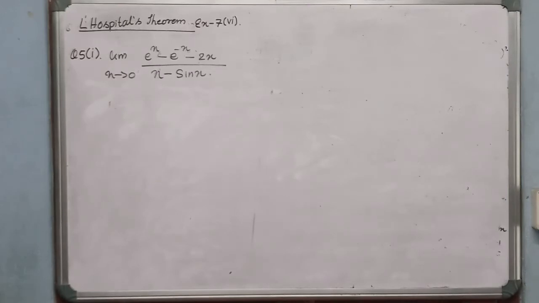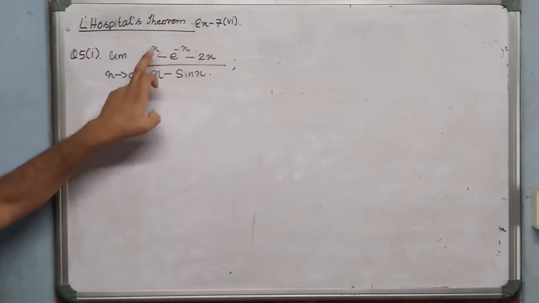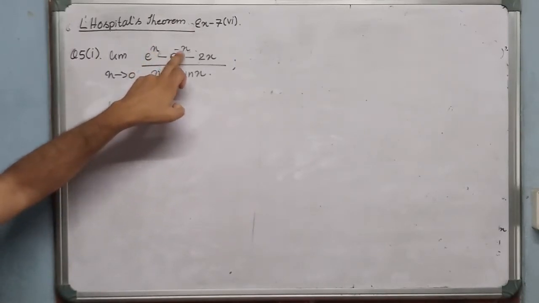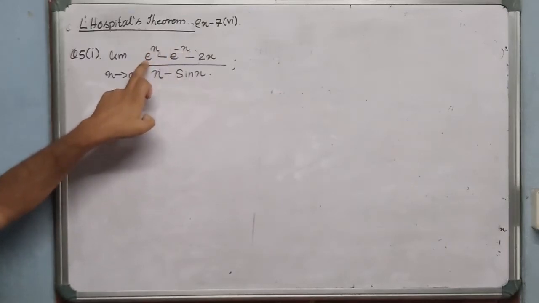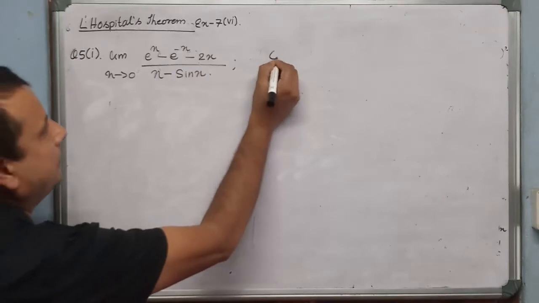Now first of all, I'll have to verify whether this is undefined or not. If I substitute x tends to 0 here, e to the power 0 is 1, e to the power minus 0 is also 1, the 1s get cancelled, and 2 into 0 is 0.